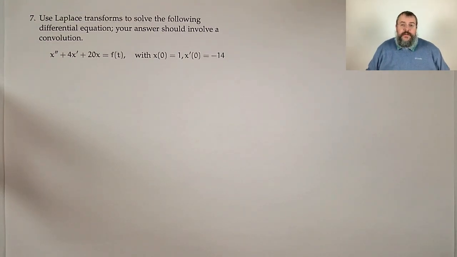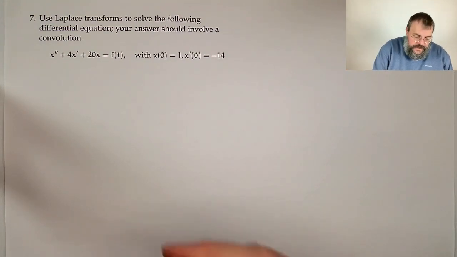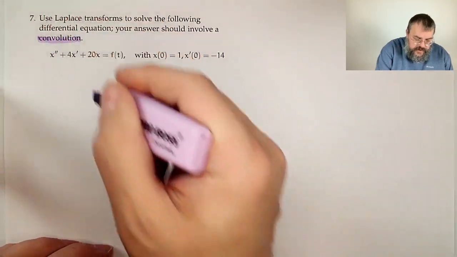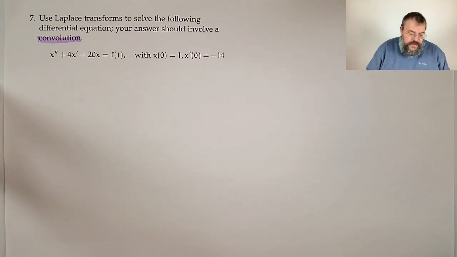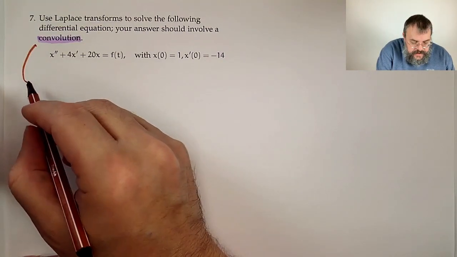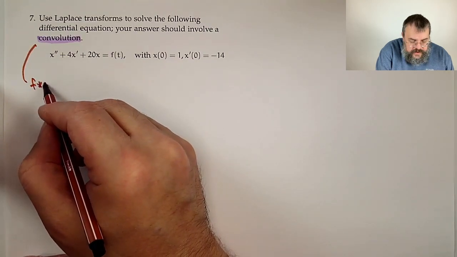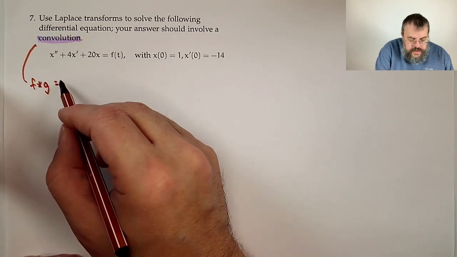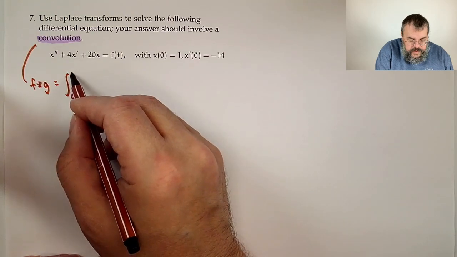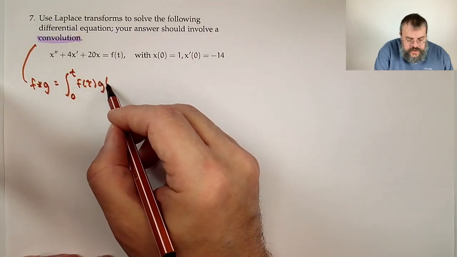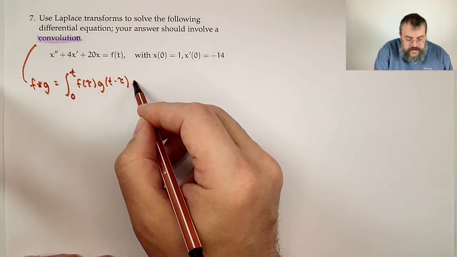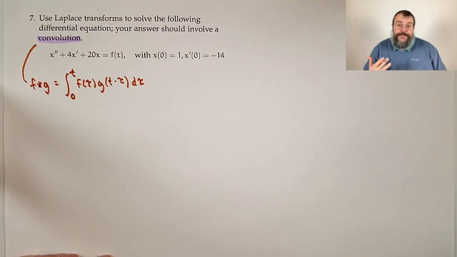Use Laplace transforms to solve the following differential equation. And your answer should involve a convolution. Well, let's do a quick, short review. What is convolution? So convolution says the following, namely it's f star g, and what it is is this sort of interesting integral, 0 to t f of tau g of t minus tau d tau. That's the idea of convolution.